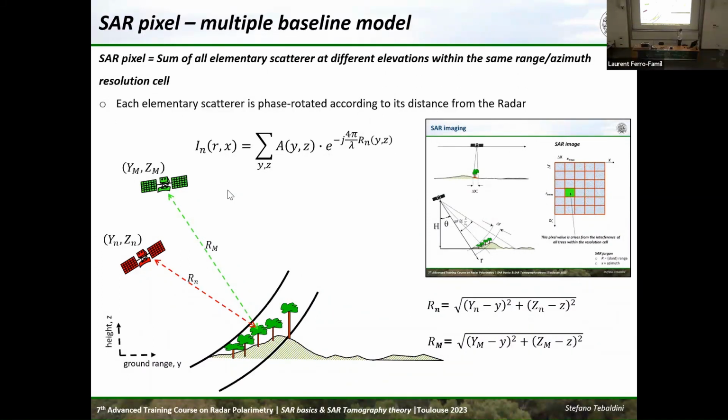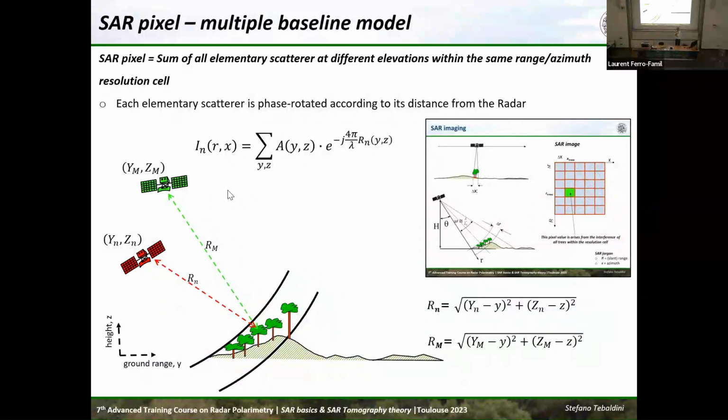And I need to write a summation. So there is a sum over Y and Z, which means that I am summing everything within this region. Y and Z, well, it is simple. So it's just a simple Cartesian system.